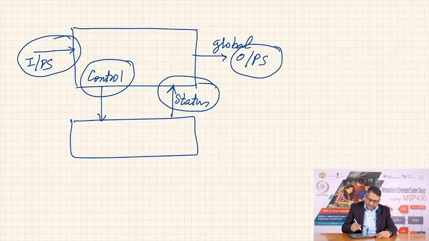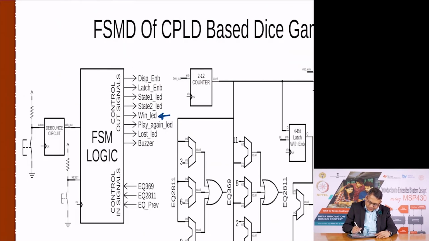If you look at this signal: win, lose, play again and buzzer, these are global outputs. You also have state LED 1 and state LED 2, which indicate whether you are in stage 1 or stage 2. You have other control signals: one to enable or disable the display, one to enable the latch, and another which is the control signal for the counter.